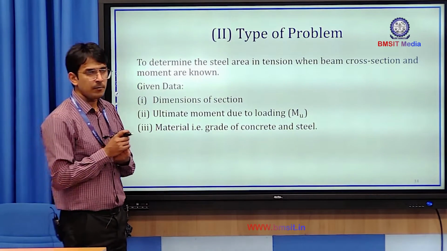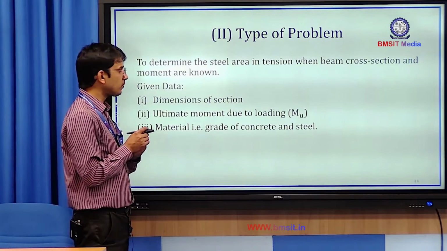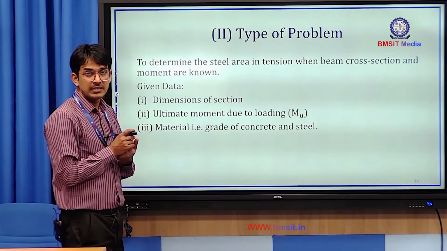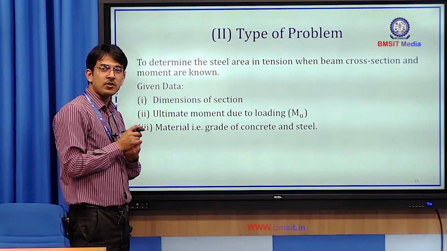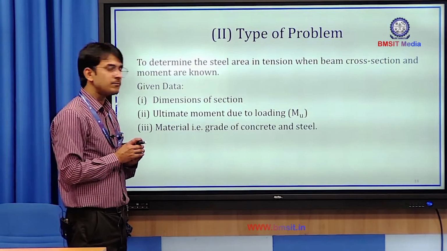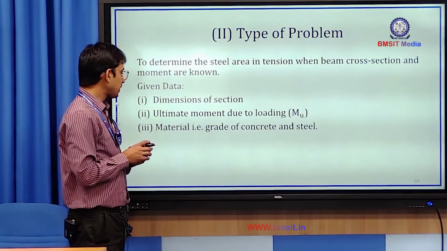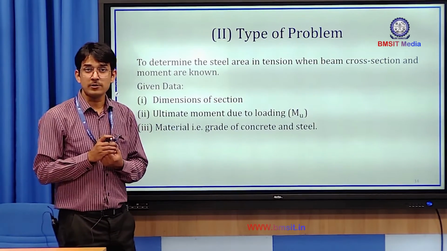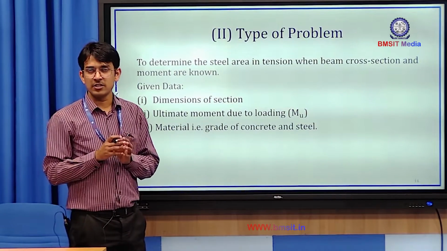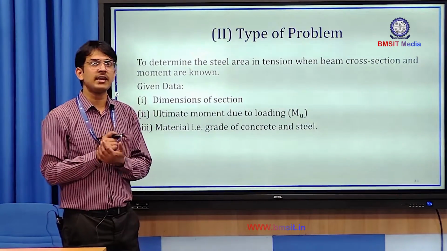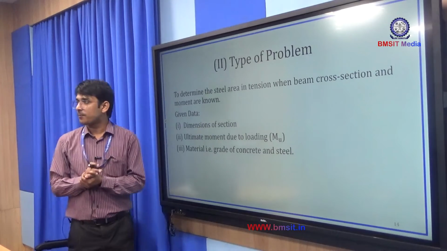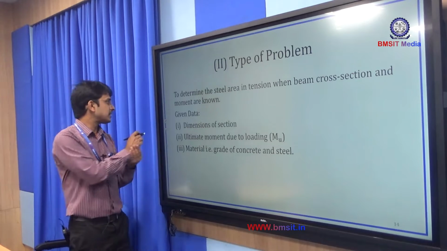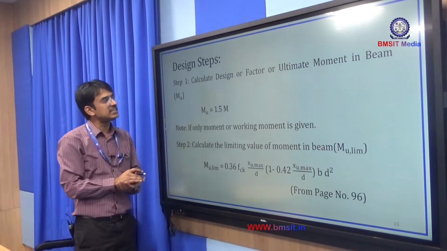So in this type of problem, what data do we have? The size of the section, meaning dimensions we have, then the load coming on the beam, either in terms of load or in terms of moment. And the grade of the material we are using, that we also know. So this information we have in the question, and after that we have to find out the area of steel. So this is the second type of problem. Now I will discuss with you the design steps.